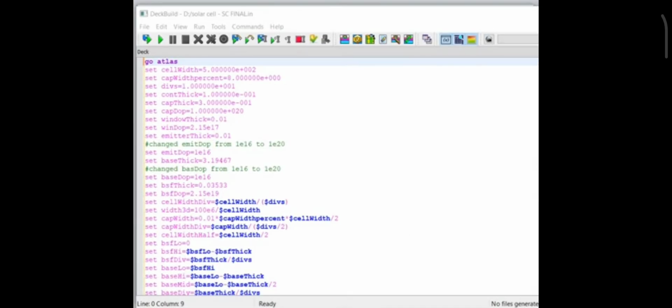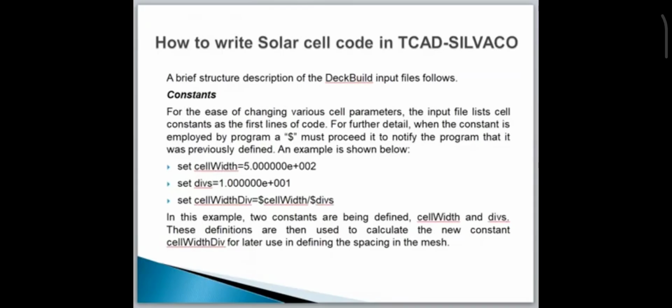This is my code for the top junction solar cell having the band gap of 2.66 electron volt. If you are a beginner, you must know how to write code of a solar cell in the Silvaco TCAD tool. I will explain how to write code of a solar cell in the Silvaco TCAD tool. Let's go to the presentation again. A brief structure description of the actual input file follows.